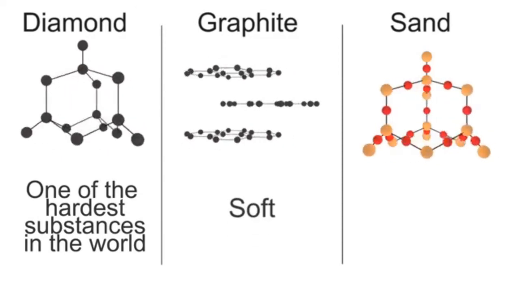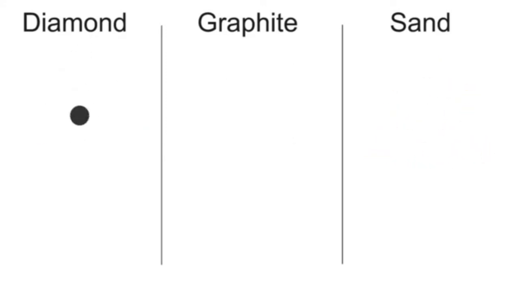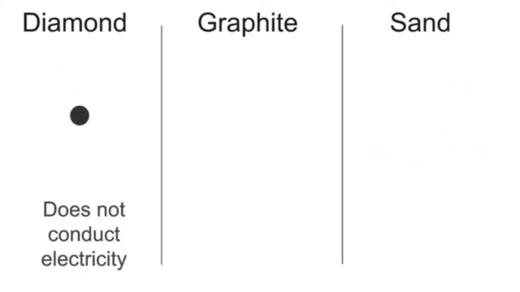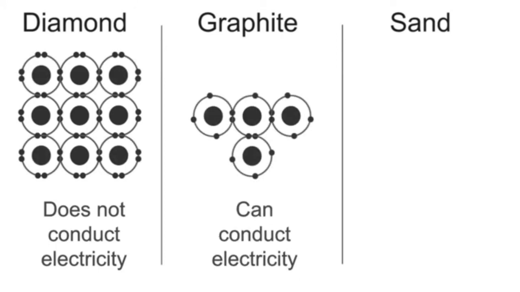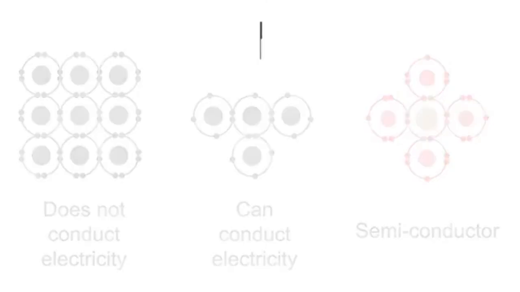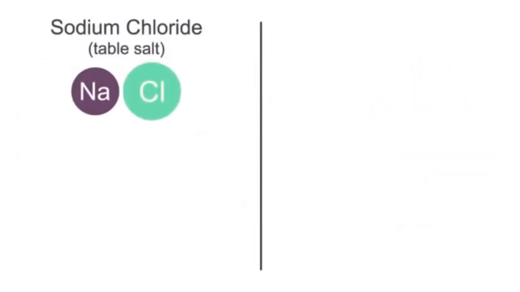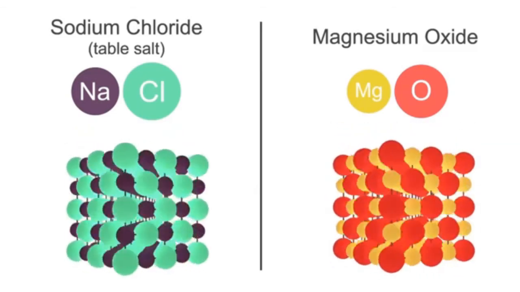The structure of these materials also determines their electrical conductivity. Diamond does not conduct electricity at all, because its electrons are locked up in covalent bonds, whereas graphite contains free electrons and so can conduct. Silicon is found in semiconductors, and it is through adding other elements, called doping, that it allows partial conductance, which has applications in computing. Table salt, sodium chloride, and magnesium oxide are examples of giant ionic lattices.